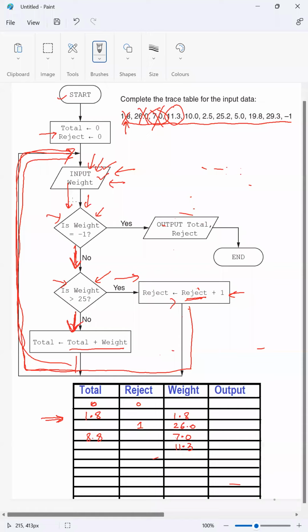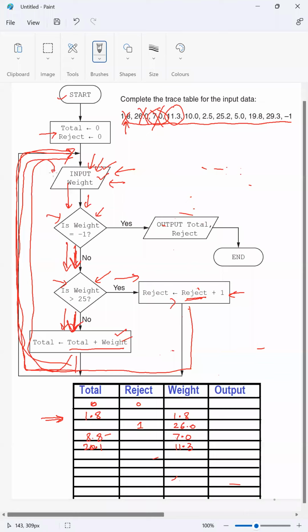Is weight equals to -1? The answer is no. Is weight greater than 25? The answer is no. So we're going to update total. Total is equal to the recent total, which is 8.8, plus weight, which is 11.3. So this should come out to be what? 20.1, right? So we're going to update our value of total to 20.1. And once we've done this, we go back up.